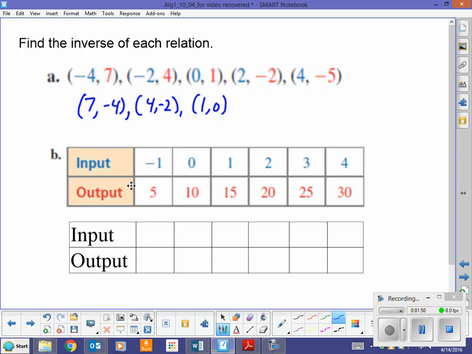Let's talk about a table. If the input's negative 1 and the output's 5, well, remember, input is x and output is y, so we're just going to reverse these here. So my new input is going to be 5, and my output is going to be negative 1. For an input of 0 and an output of 10, my new input's going to be 10, and my output's going to be 0. For an input of 1 and an output of 15, my new input's 15, and my output is going to be 1, and so on. So you kind of see how those work. Those are inverse relations.